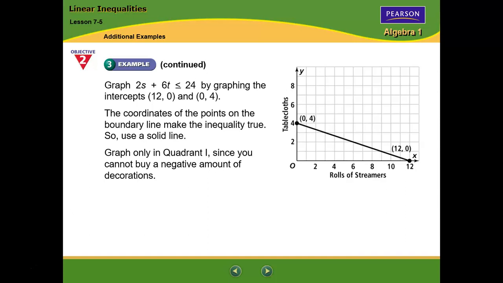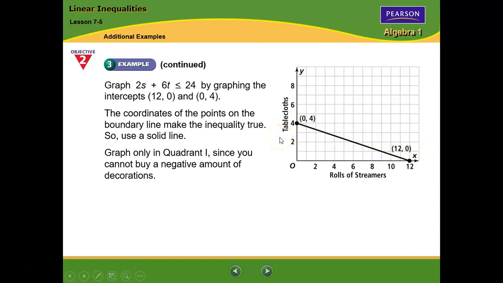All right, so we said we are letting s equal the rows of streamers. Remember, in application problems, you have to label your graph. So we put rows of streamers here and tablecloths up here on the side. Let's go ahead and graph those intercepts. 12, 0. They're counting by ones, so we plot 12, 0 and put a dot. Then we graph the other intercept, 0, 4. We put 0, 4 and put a dot, and we draw our line.